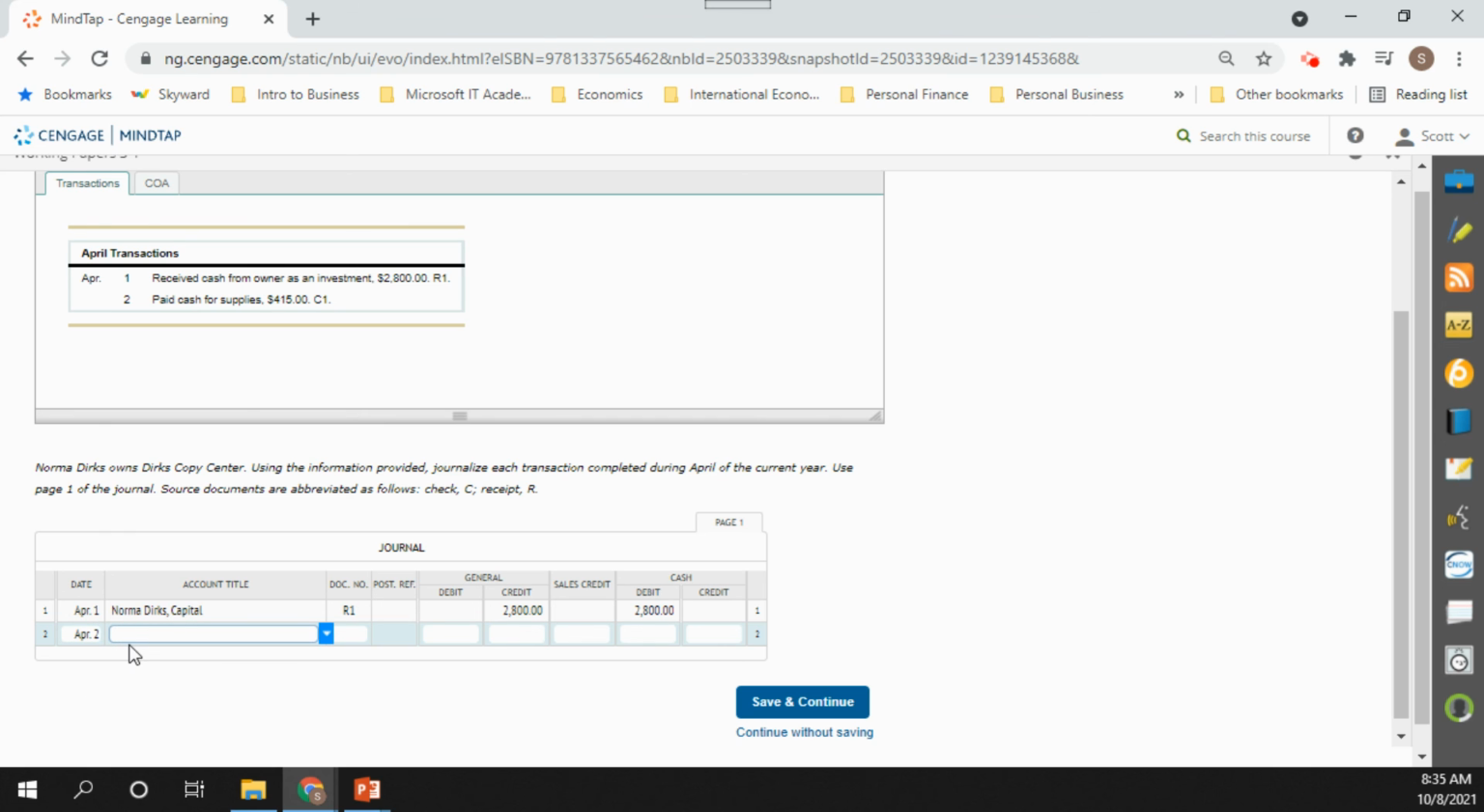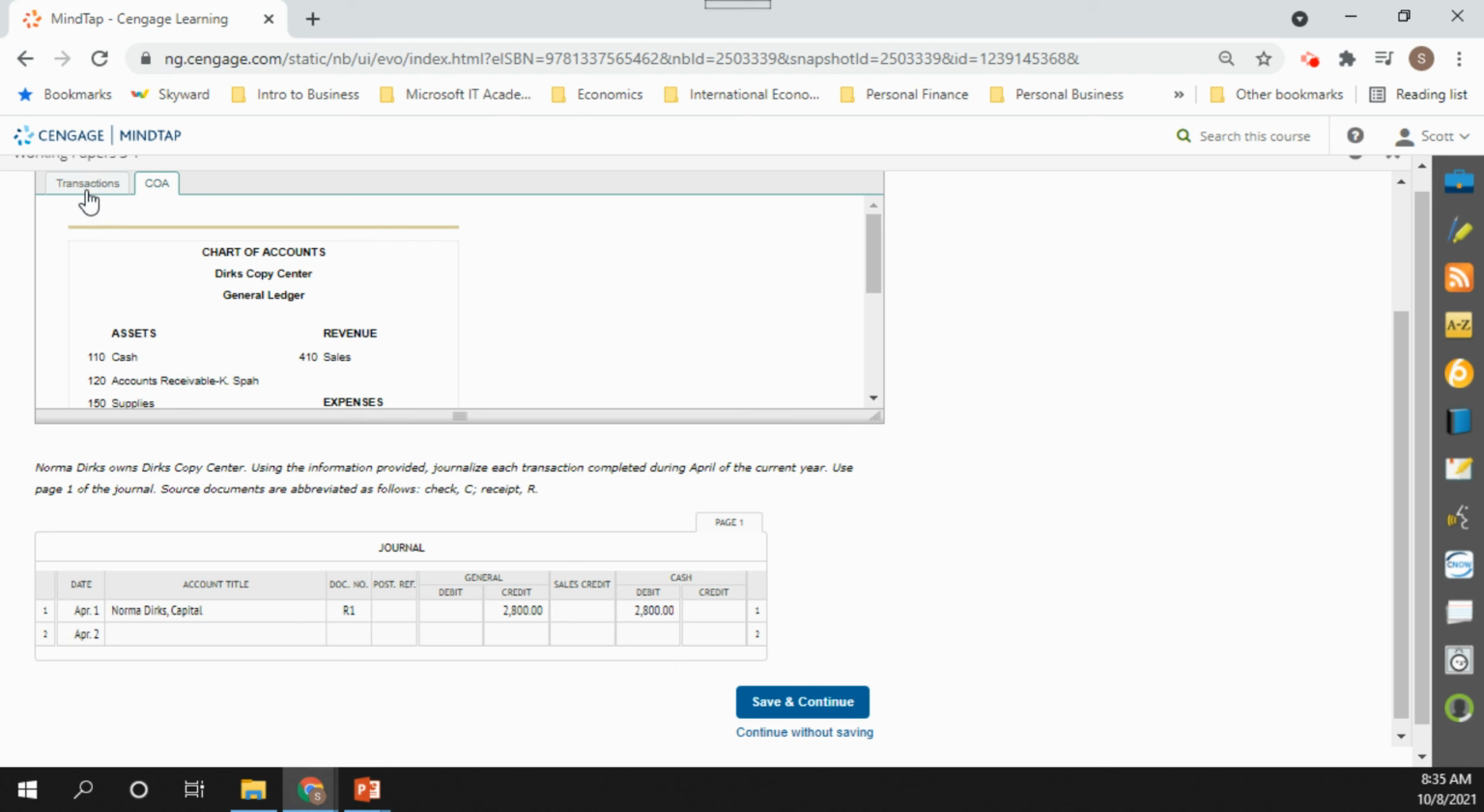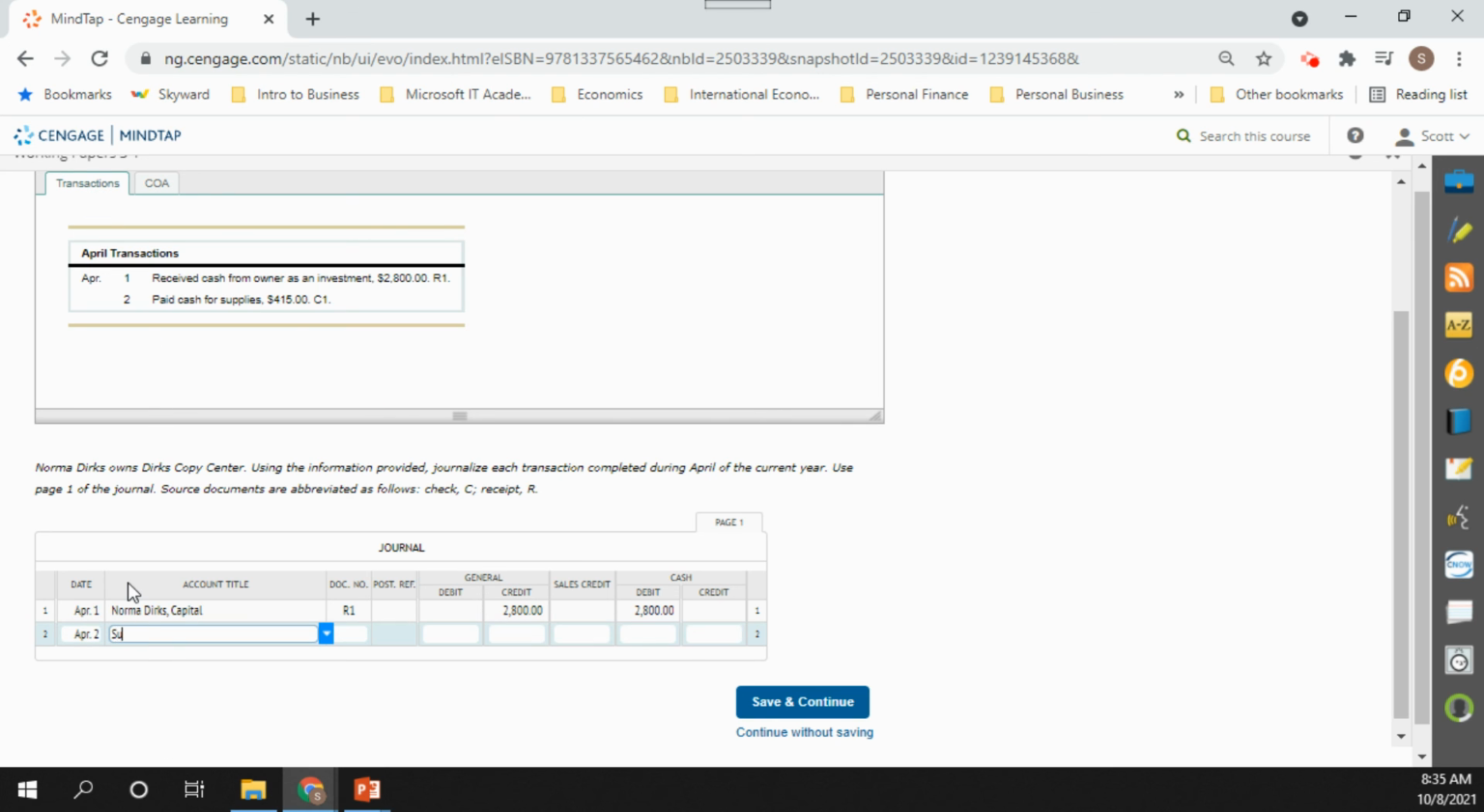All right. Then I would say April 2. Paid cash for supplies. Well, in my chart of accounts, I've got supplies. And that's going to be check 1 or C1. I'm going to be increasing supplies for $415.00. Make sure you put the 0 on the end. And I'm crediting cash for $415.00. So we just journalized, using that vocabulary term, journalizing, 2 transactions.